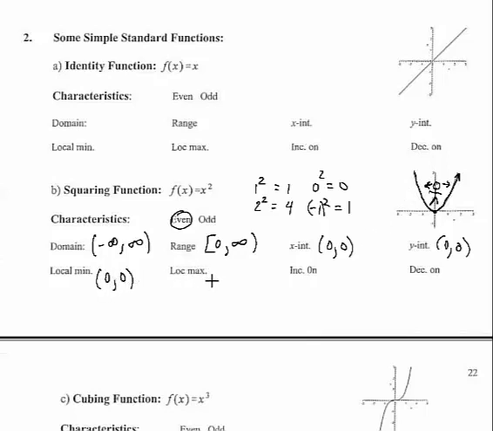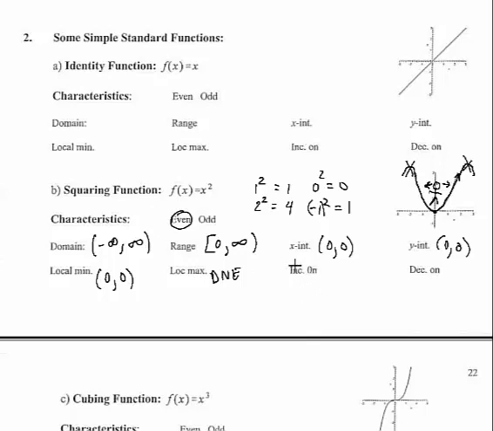Local maximum, there isn't one. We only have a minimum. Once this function starts making its way up towards y equal infinity, it will never drop back down. It will never curve back downward. Likewise, on either side, it does not do that. It continues up forever. It increases. So no maximum.